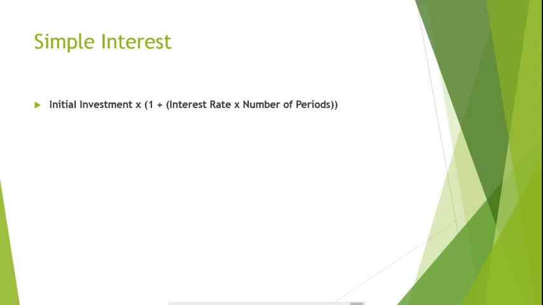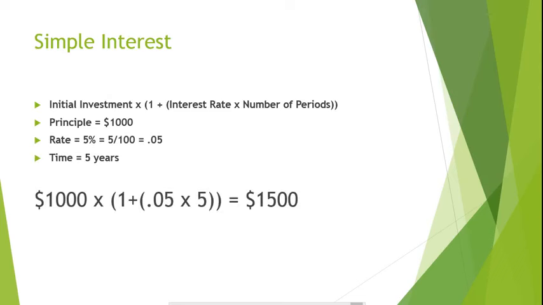So if Tom invested $1,000 in an account that earned 5% interest, and he held this investment for 5 years, his investment would be worth $1,500 5 years from today. You can see we got this by multiplying 1,000 by 1 plus the interest rate of 5% times 5, which is the number of years the investment was held, giving us $1,500.